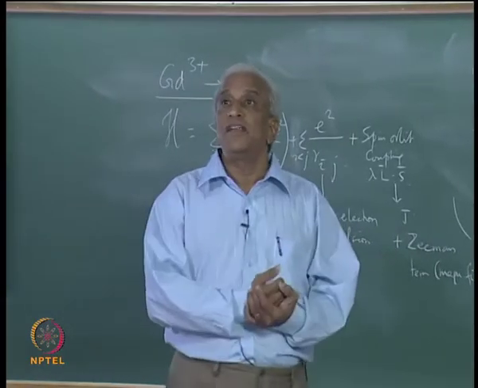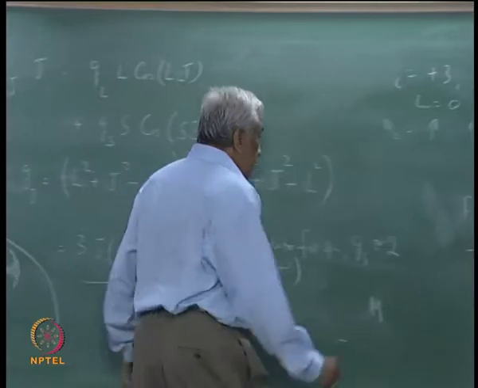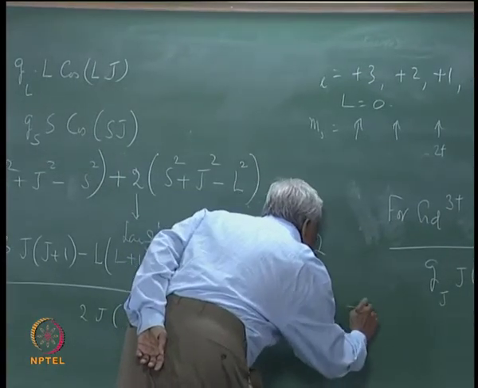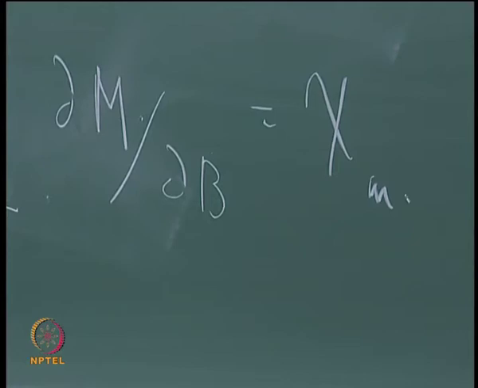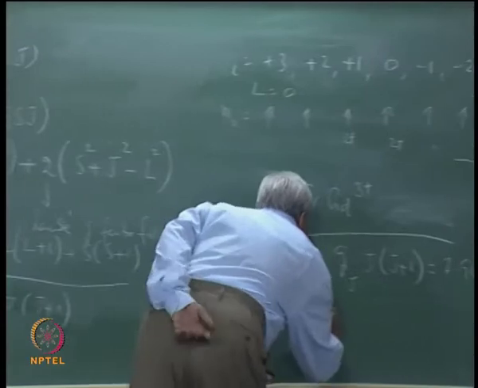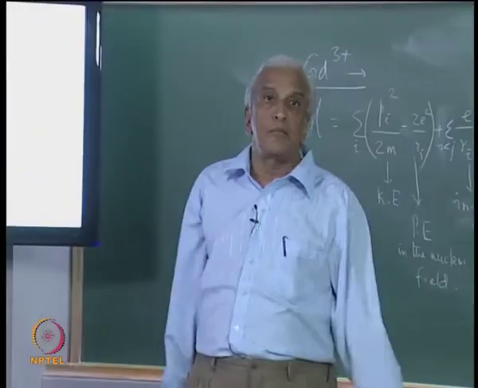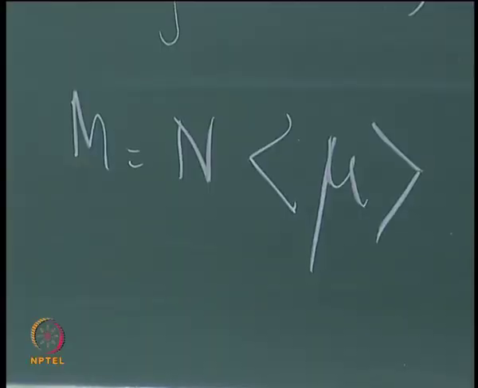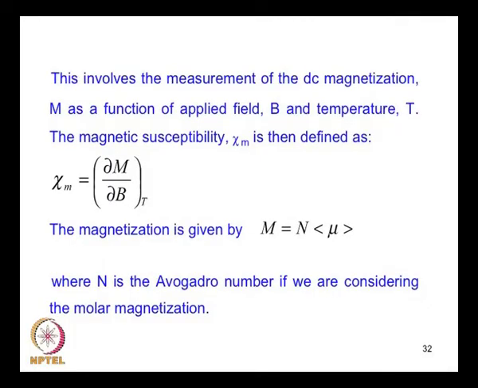Now, how do we experimentally determine it? We experimentally determine it by measuring the magnetization in an applied magnetic field. So, dM by dB gives you the chi m. The paramagnetic susceptibility is given by dM by dB, where the magnetization is n mu, where mu is the average of the individual magnetic moment, and n is the number of ions. If it is a mole of the substance, this number is the Avogadro number. The average magnetic moment has now to be calculated in order to make a theoretical calculation of the magnetic susceptibility, and then we can compare with the experimentally determined values.